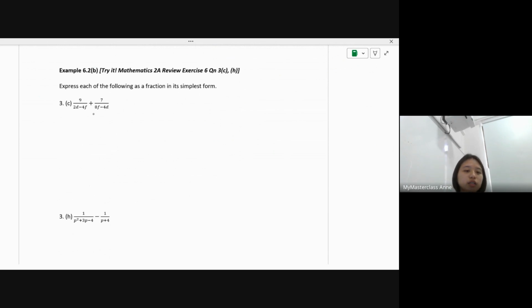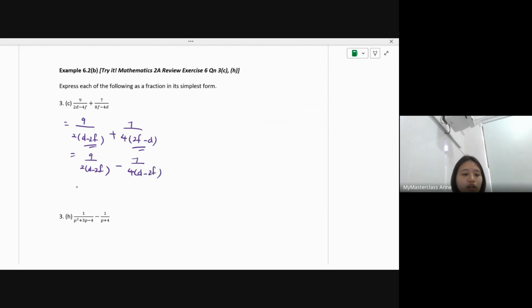This one, same thing. If I see that there is a common factor, when we do this, the first step is always to try to factorize as much as possible. So 2d and 4f are just 2(d minus 2f), plus 7 over 4, 2f minus d. d minus 2f and 2f minus d, you just swap the terms. When you swap the signs, it becomes negative. So 9 over 2(d minus 2f) minus 7 over 4(d minus 2f).